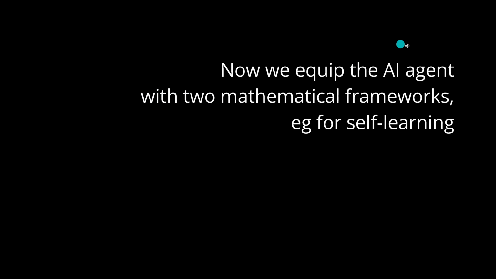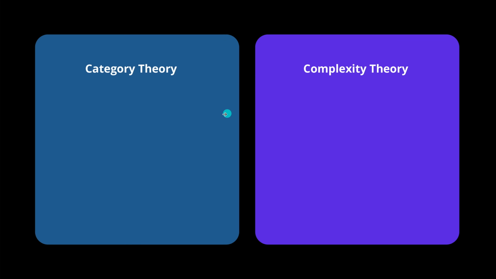So now we equip a simple AI agent with two mathematical frameworks that we need, because we want to go to the next step. We want to go to a self-learning AI agent that builds knowledge crystals. So what do we do? Yes, you guessed it, we go for a mathematical category theory and a complexity theory approach, because those are the two things that we need.